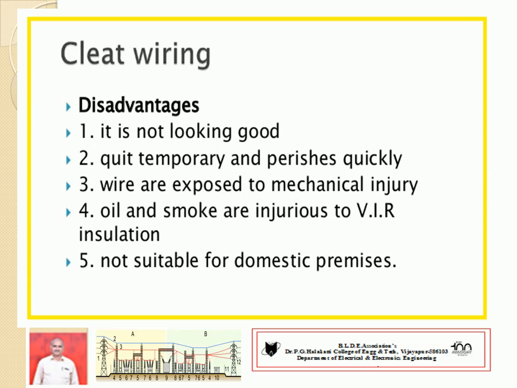Cleat wiring has the following disadvantages. Number one, it does not look good, and it is useful for temporary wiring only. It is not suitable for permanent wiring, and wires are exposed to the atmosphere. There is a possibility of mechanical injury, and it is readily affected by oil, smoke or water. Hence it is not suitable for domestic premises.